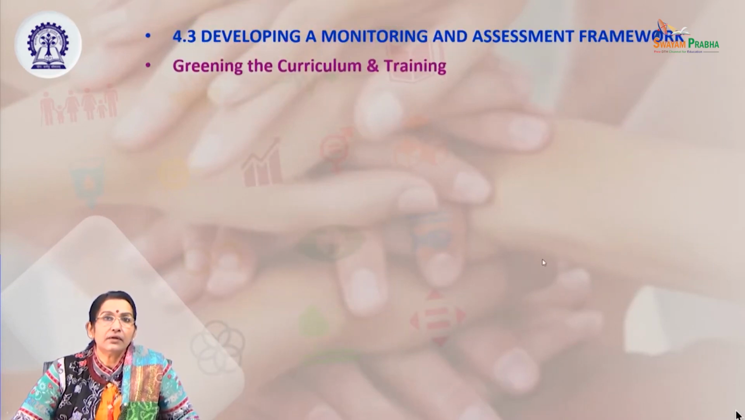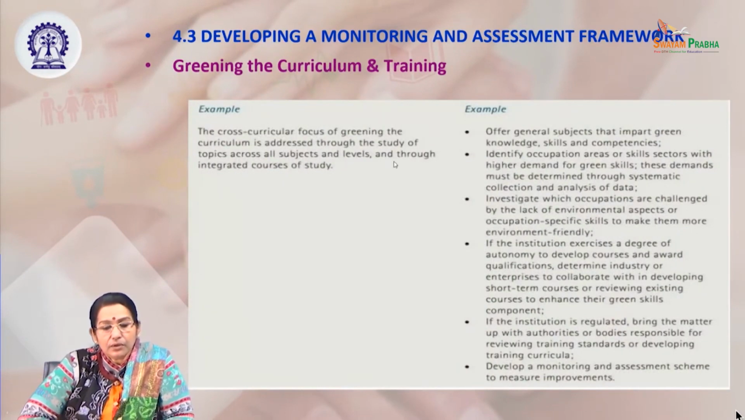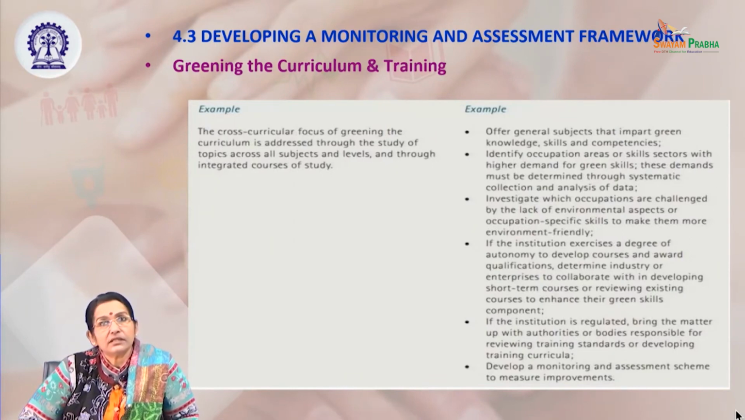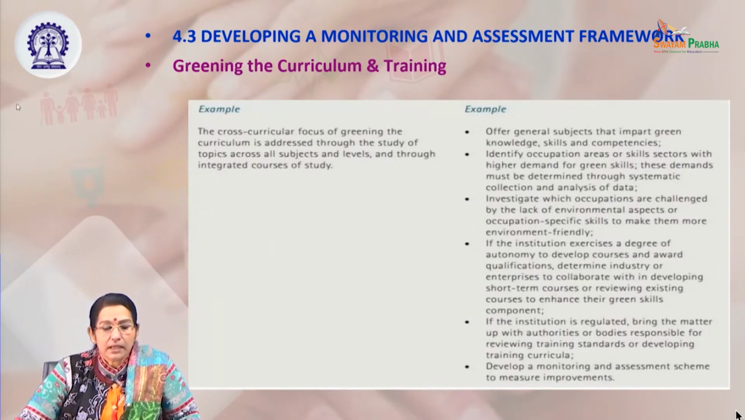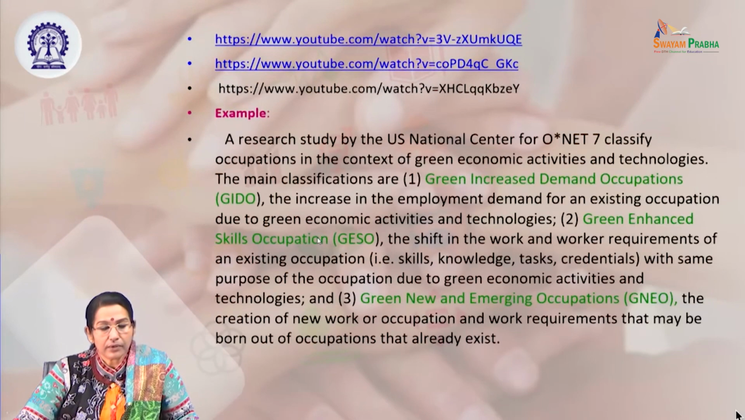The next is developing and monitoring the assessment framework, greening the curriculum and training, that is, developing the monitoring assessment framework that we have discussed. This is a cross curricular focus, where greening the curriculum is addressed through the study of topics across all the subjects. This is an example given here. On the basis of that, similarly we can also develop the curriculum framework training from these aspects by taking tips from them.